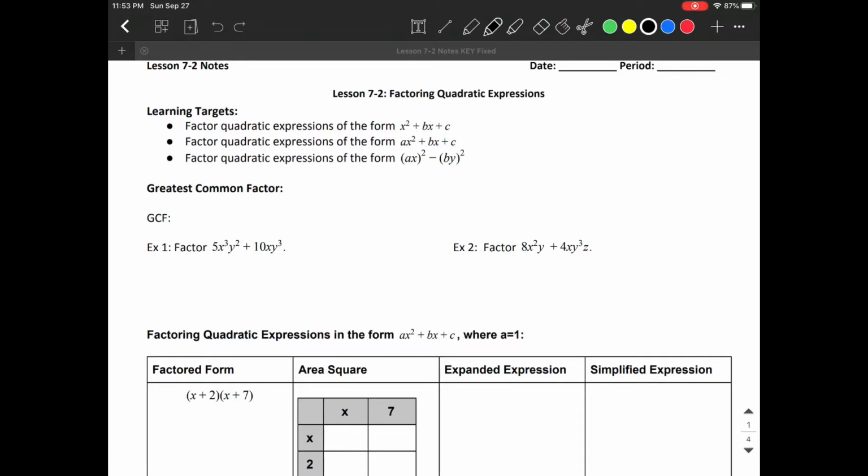Greatest common factor, or GCF, you should remember, is the greatest factor that every term has in common. So it's exactly what it sounds like. It's the greatest factor that every term has in common.